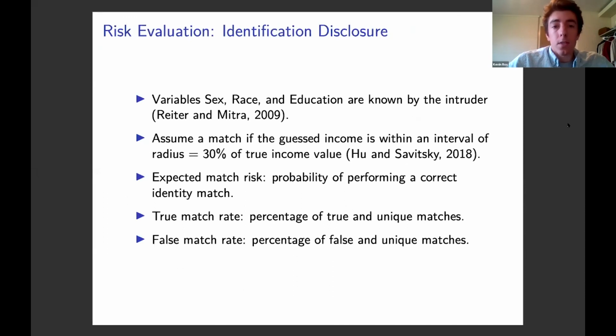Next, we measured the risk evaluations, starting with identification disclosure. Identification disclosure is the risk of an intruder correctly identifying targeted records in synthetic data and learning sensitive information. To do this, we assumed the variables sex, race, and education were known by the intruder, and we assumed a match if the guessed income was within an interval of radius 30% from the true income values. To quantify this, we calculate the expected match risk, which is the probability of performing a correct identity match, the true match rate, which is the percentage of true and unique matches, and the false match rate, which is the percentage of false and unique matches.